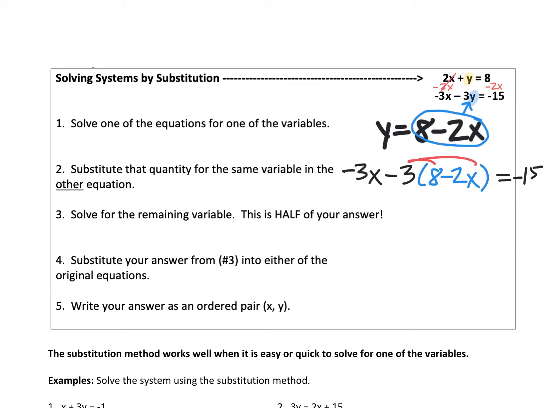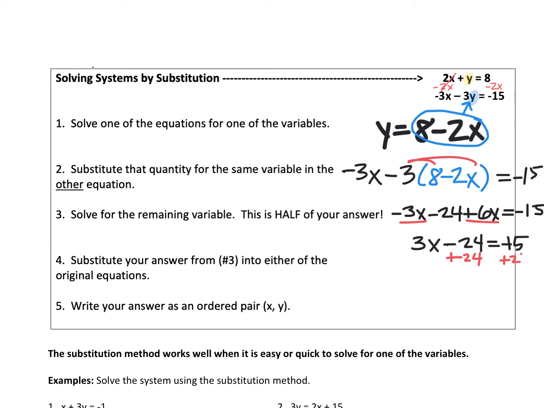So solve for the remaining variable. In our case here, it's x, so negative 3x minus 24 plus 6x equals negative 15. We're just going to keep solving. I combine these, and I get 3x, right? 3x minus 24 equals negative 15. I lost my 1. That's a negative 15. And then we would add 24 and divide by 3.